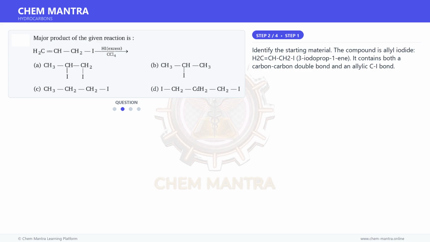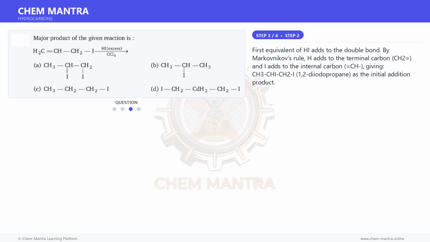Identify the starting material. The compound is allyl iodide, H2C=CH-CH2I, 3-iodoprop-1-ene. It contains both a carbon-carbon double bond and an allylic C-I bond. Moving on to the next step.